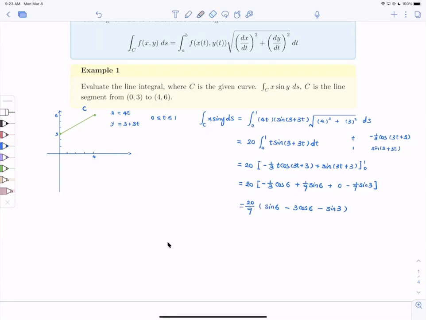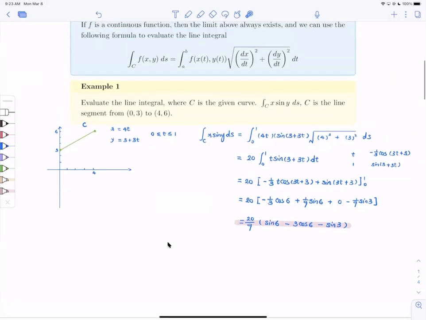Okay, I'm done writing, so we'll take it up. Basically, I drew out our line segment C, which is from (0, 3) to (4, 6), then I parametrized it. So x is 4t, y is 3 plus 3t, where t is from 0 to 1. So using this formula, we can tell that the integral of x sin y over C is going to be from 0 to 1, and then f(x(t), y(t)).